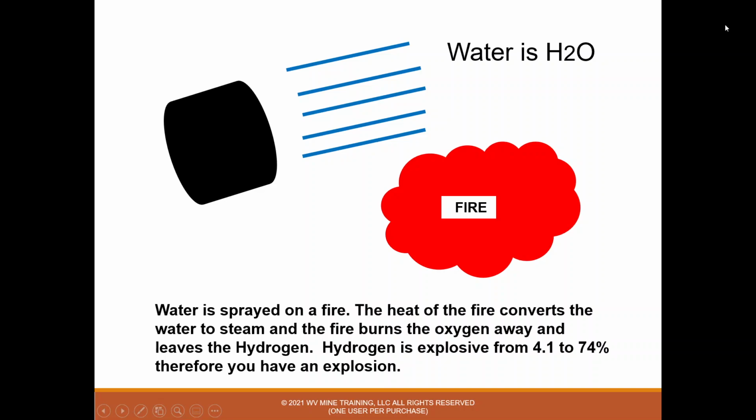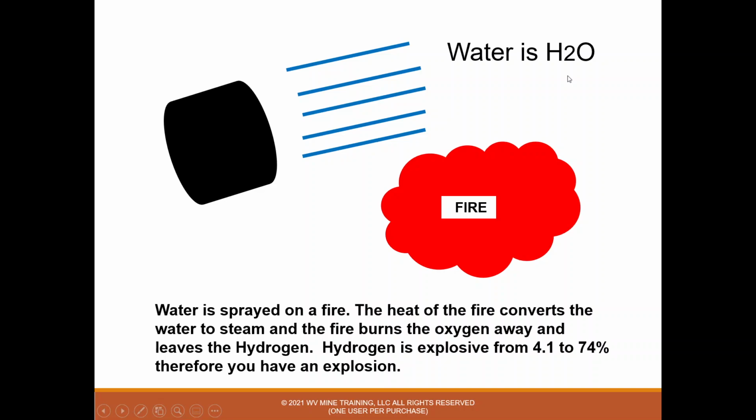I have a picture here. So I have a fire, and I'm spraying water on it. And water is H2O. That's the chemical symbol, or the composition of water is hydrogen and oxygen. So water is sprayed on a fire. The heat from the fire converts the water to steam, and the fire burns the oxygen away and leaves hydrogen. And hydrogen is explosive from 4.1 to 74%. Therefore, you can have an explosion.